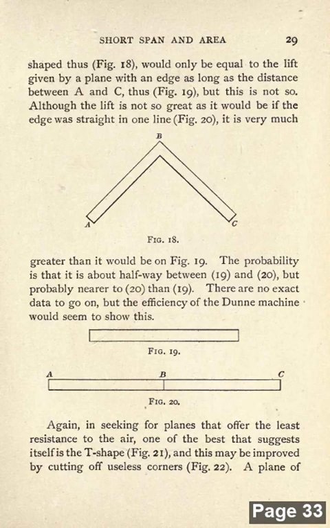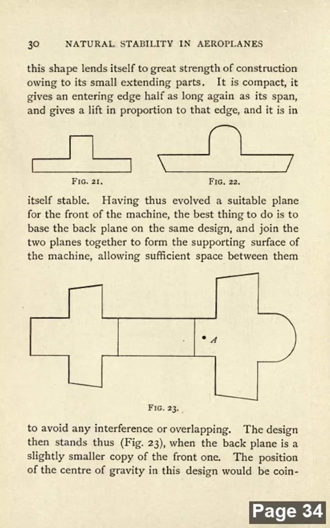There are no exact data to go on, but the efficiency of the dart machine would seem to show this. Again, in seeking for planes that offer the least resistance to the air, one of the best that suggests itself is T-shape, Fig. 21, and this may be improved by cutting off useless corners, Fig. 22. A plane of this shape lends itself to great strength of construction owing to its small extending parts. It is compact, it gives an entering edge of fair length against its span, and gives a lift in proportion to the edge, and it is in itself stable.